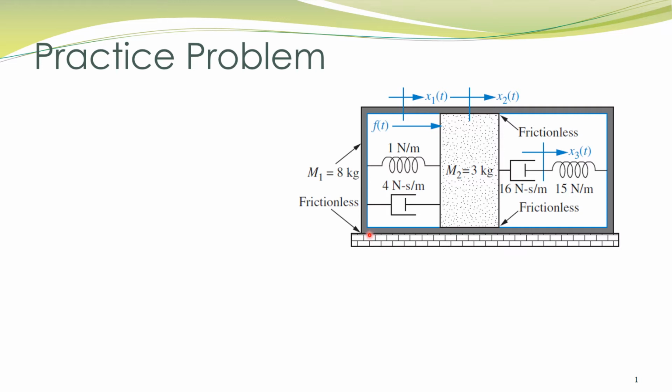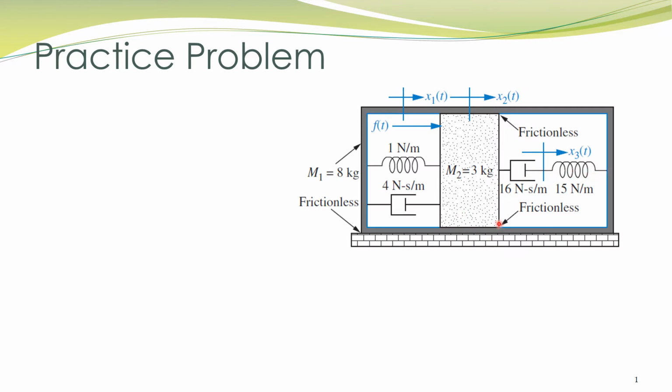The system consists of a frame of mass m1. Inside this frame there is another mass m2 which is connected to this frame through this spring, viscous damper on this side and viscous damper and spring on this side.